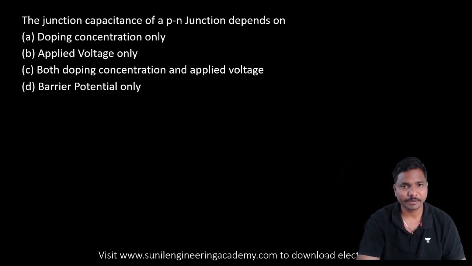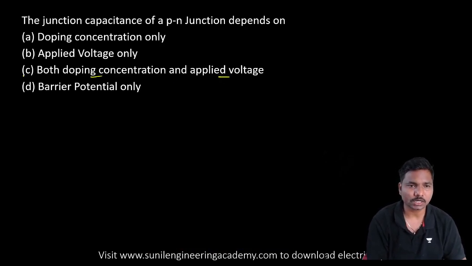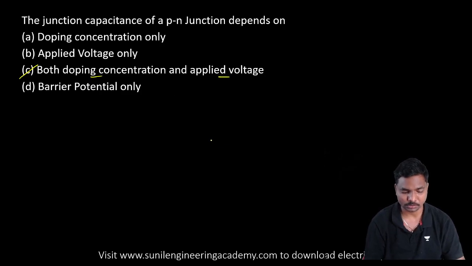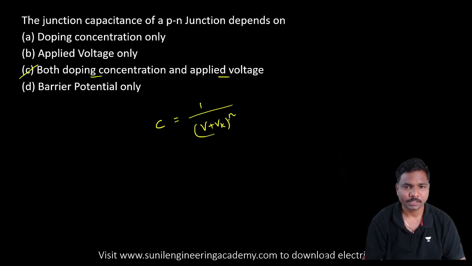Junction capacitance of PN junction depends on dash. Junction capacitance depends upon both applied voltage and also doping concentration. Why? Because I have already given that capacitance is equal to 1 by (V plus Vk) whole power n. This Vk depends upon doping concentration. So that means it depends upon doping concentration and also the applied voltage.